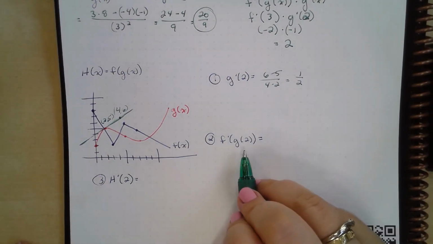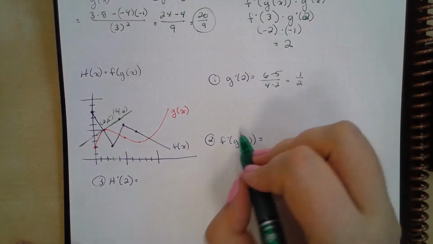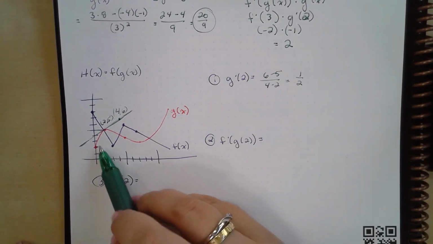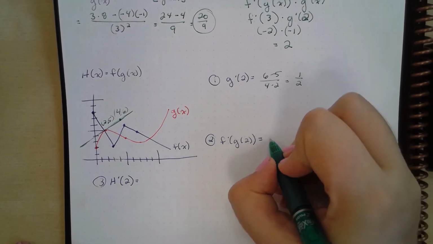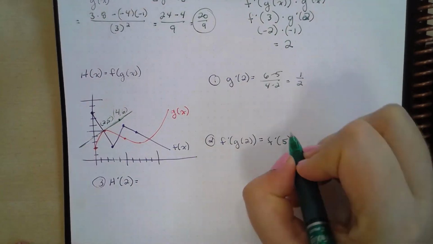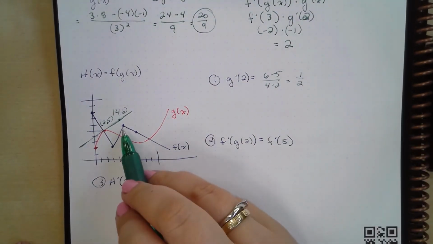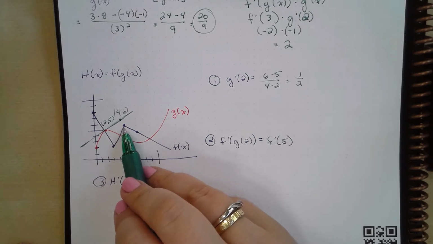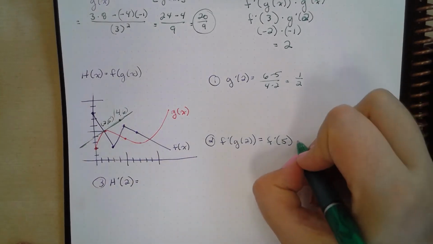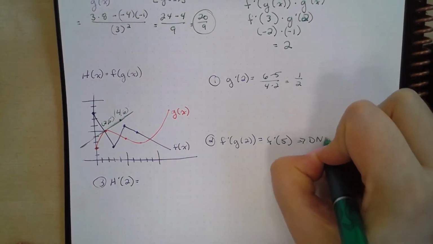How about f prime of g of 2? Well, what is g of 2? If I look at g of 2, that was 5. So this is going to be the same as f prime of 5. Now I look here at my slope for f prime of 5. This is a sharp corner here. So am I going to be able to differentiate that? Do I have a slope? No, it does not exist.